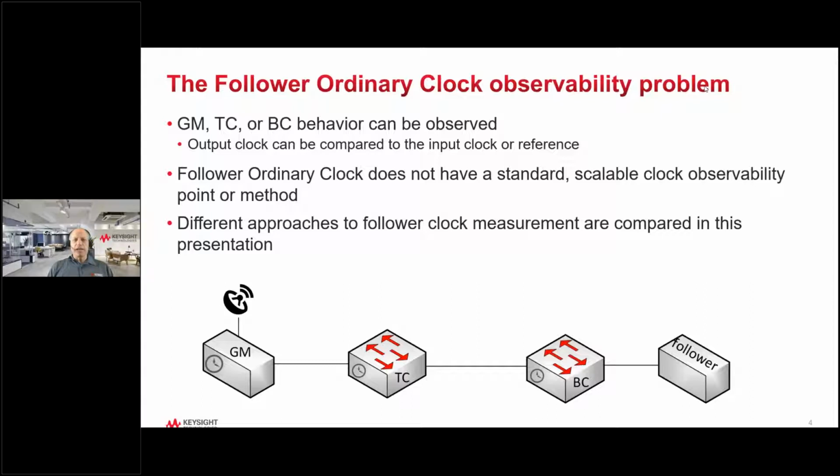So what's the observability problem? A GM, transparent clock, boundary clock behavior can be observed. In a GM, if it gets its time from a GNSS satellite, we can get the time from the same satellite and compare it to its output, or we can get the time from an authoritative source or another reference and compare it to the GM's output. And TC, you can compare input to output. The follower has no output defined by 1588. There are some optional ways of doing it, but without any of the options, the follower is just a clock sink, not a source.